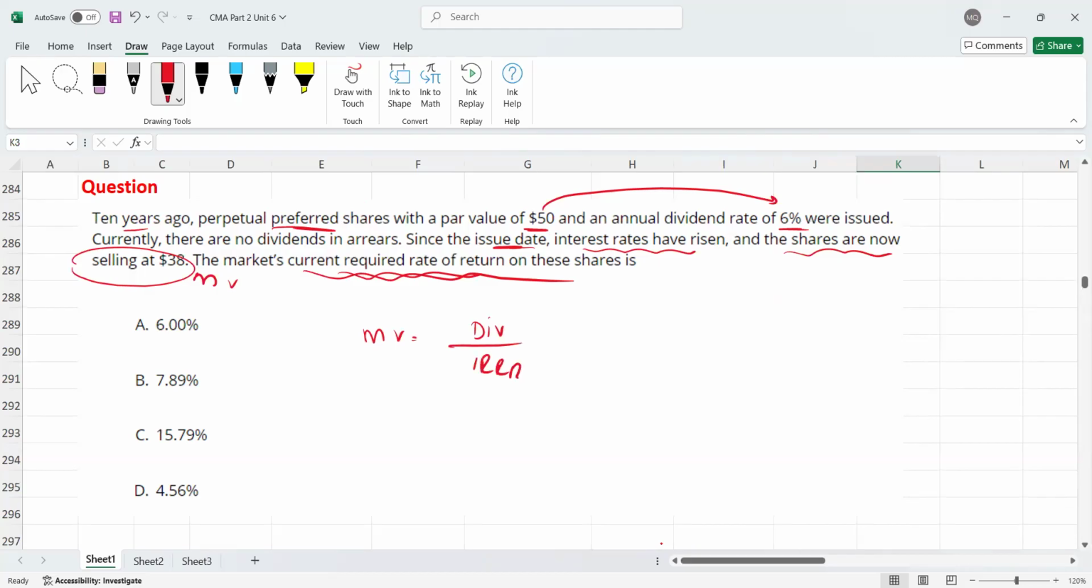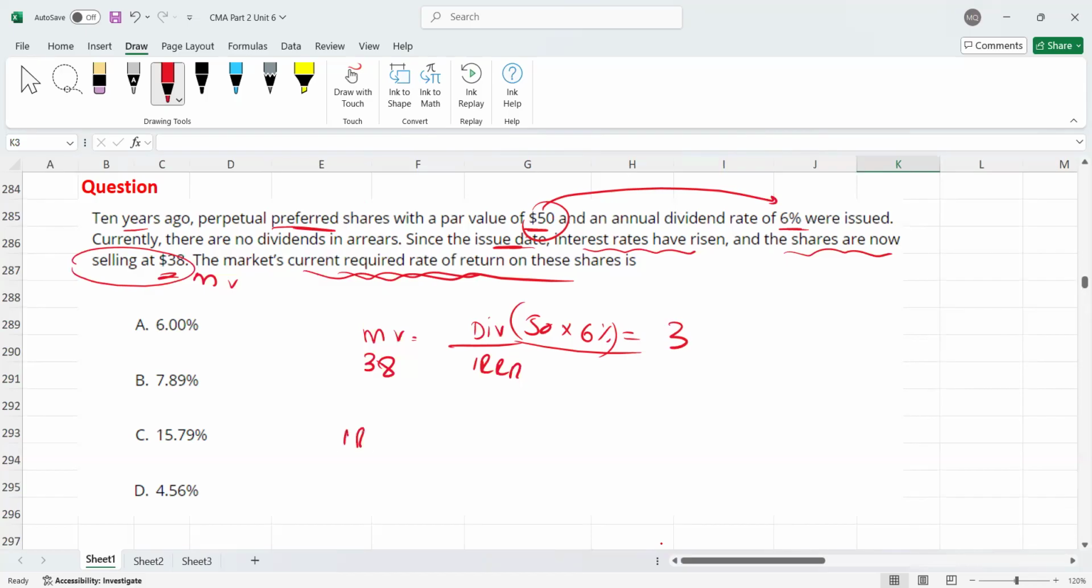How would you calculate the dividend? Market value is given, right? Market value is given as $38 here. And how would you calculate the dividend? You can calculate it by taking the face value, which is $50, times 6%. This will give you the dividend value. So $50 times 6% will be 3. So 3, now we can solve the formula.